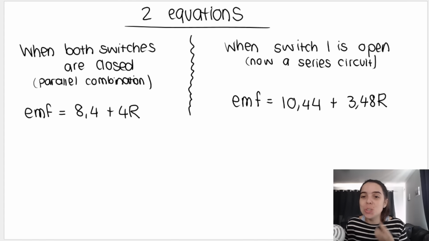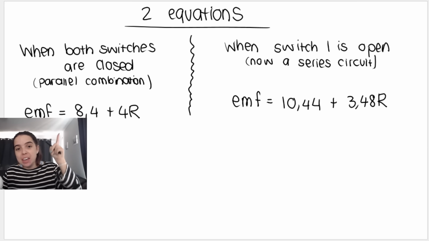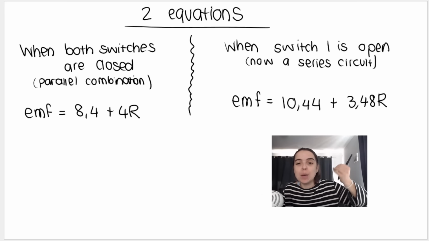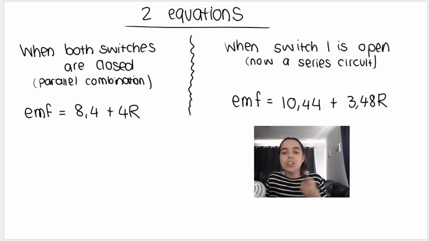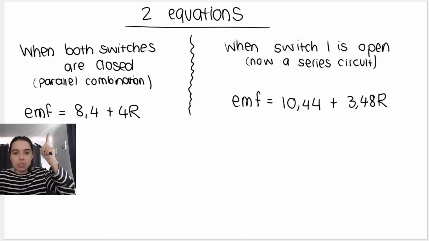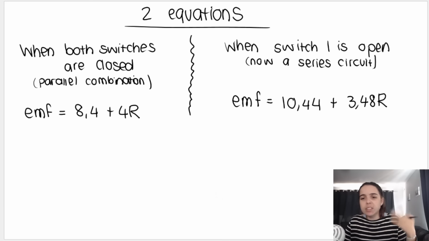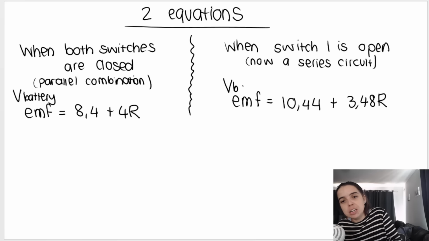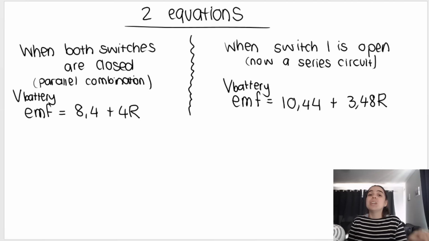So now we have two equations. We have one equation when both switches are closed, the original scenario, and one equation where one switch is open and it becomes a series circuit. And now we do simultaneous equations. Because both equations are equal to EMF, or you can write it as V battery, the voltage across the battery, it doesn't matter what you call it, we can make the equations equal to each other.